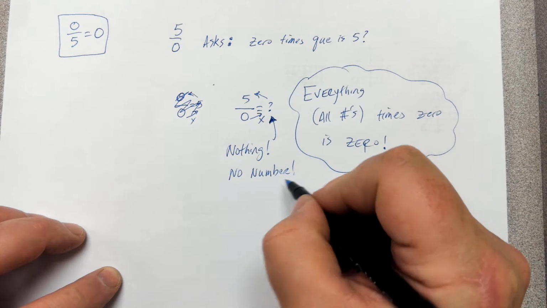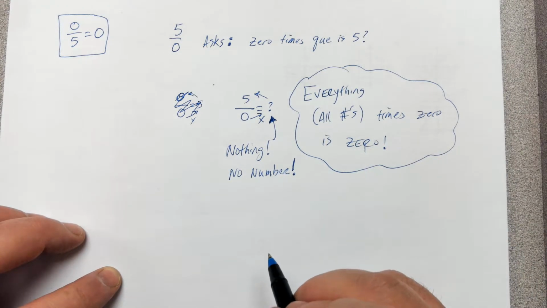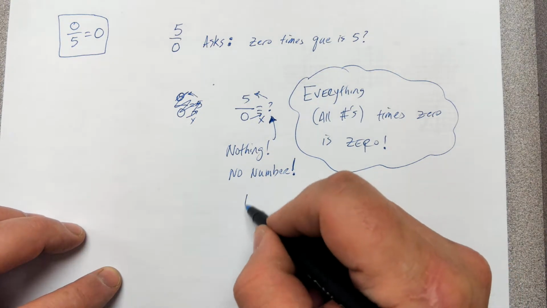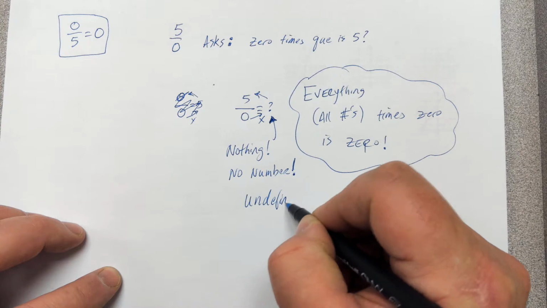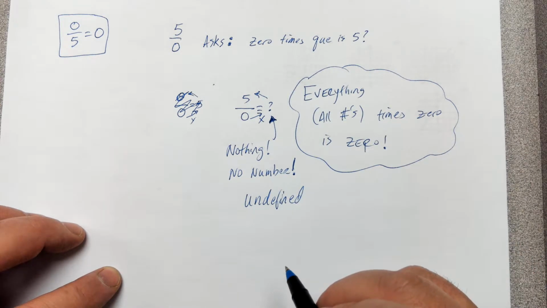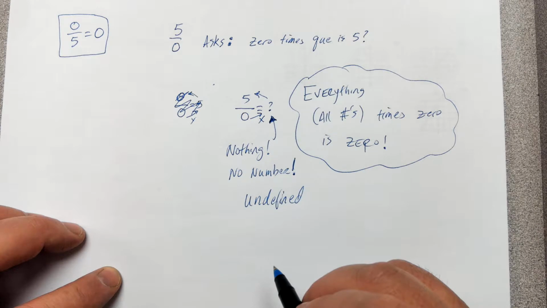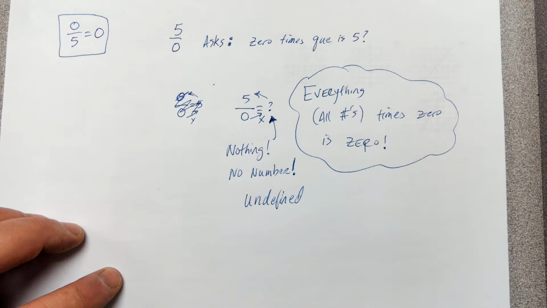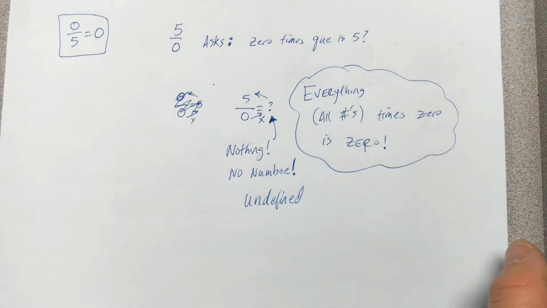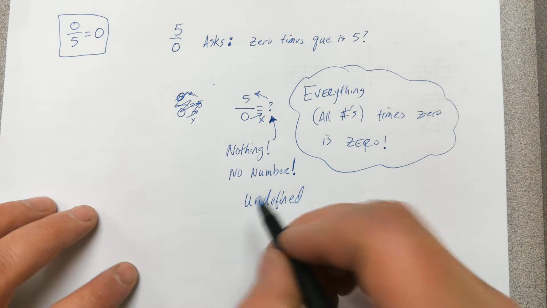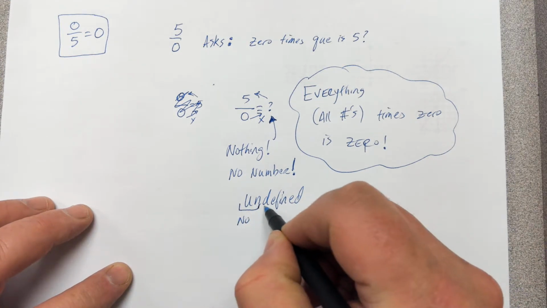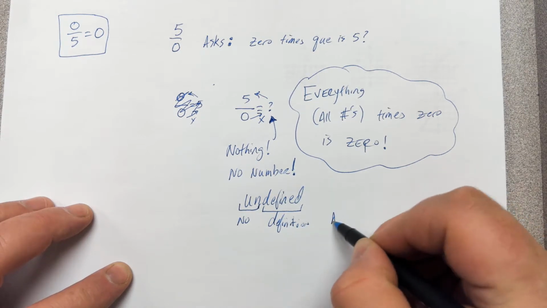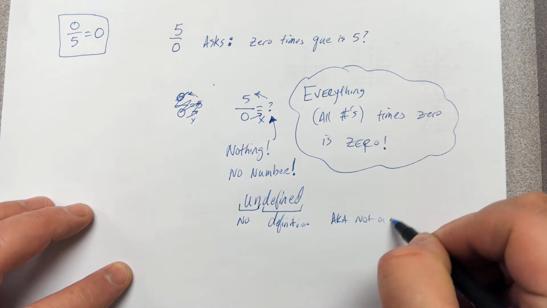So what do we do? We just leave it blank? Well, no, you don't want to leave it blank because then it looks like you skipped it, right? So you just put no number? You can put no number, or the word they always use in math, undefined. Evelyn, don't put underfined. Underfined makes me laugh because underfined means you were given a penalty like a fine, but it was too small for what you deserved. Undefined means no definition, AKA not a number.